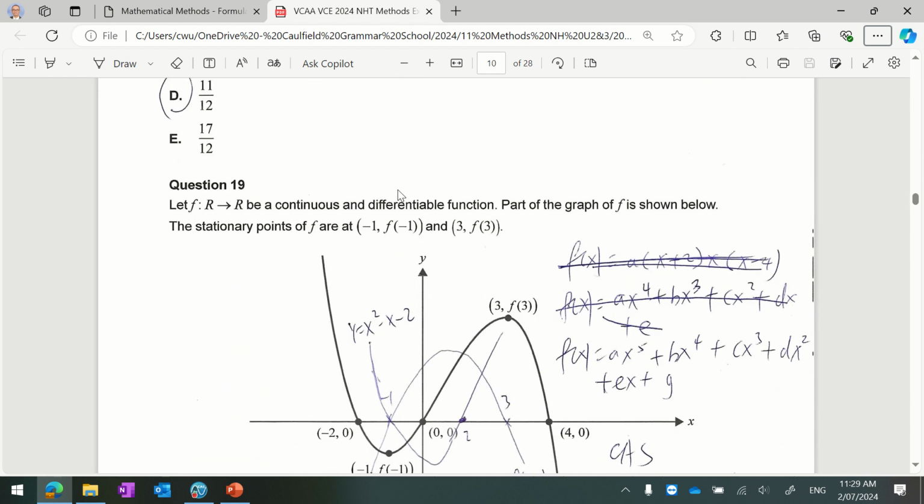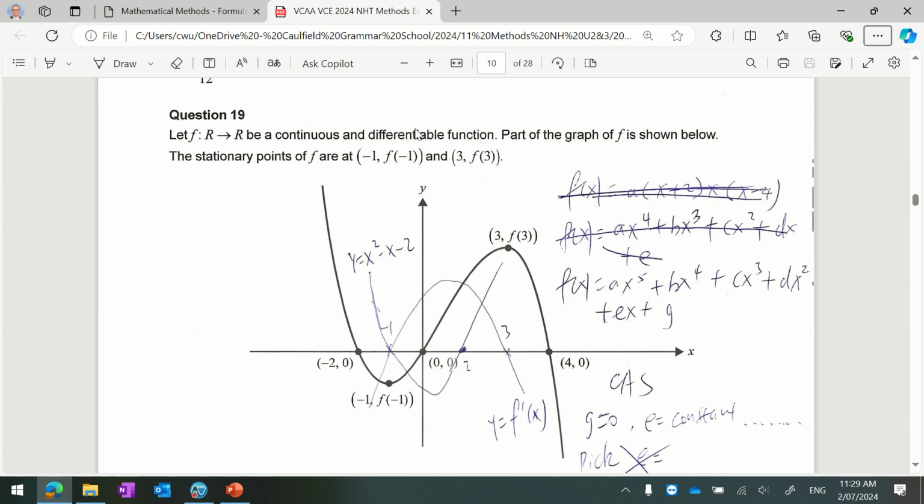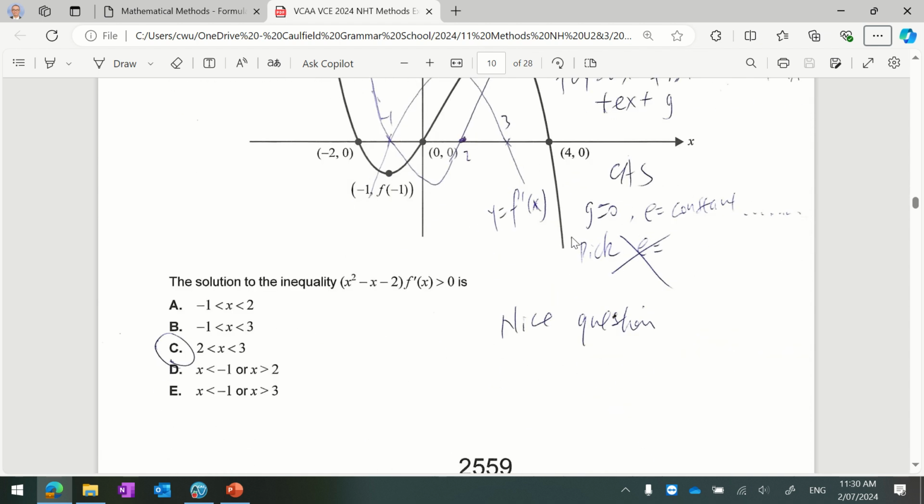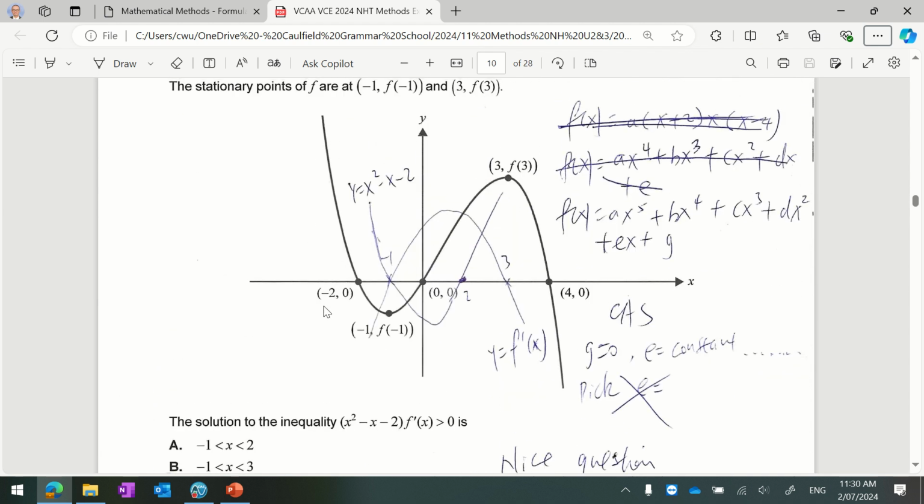Okay, almost there. So next one, f is a continuous and differentiable function. Part of the graph is shown here, and at x equals -1, f has a stationary point, and when x equals 3, it's also a stationary point. It's given to you. I did think about this question for a little bit, but let me continue with the question. The solution to the inequality (x squared minus x minus 2) times f dash is bigger than 0 is something.